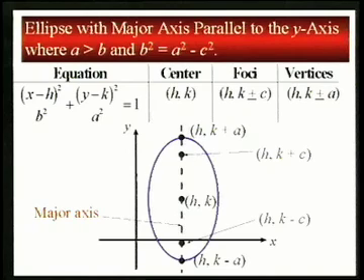(x minus h) quantity squared over b squared plus (y minus k) quantity squared over a squared equals 1. Again, the center is (h, k). The only difference now is that the vertices and the foci are above and below the center. Again, the distance from the center to the foci is c units above and c units below the center, and the vertices are a units above and a units below the center.